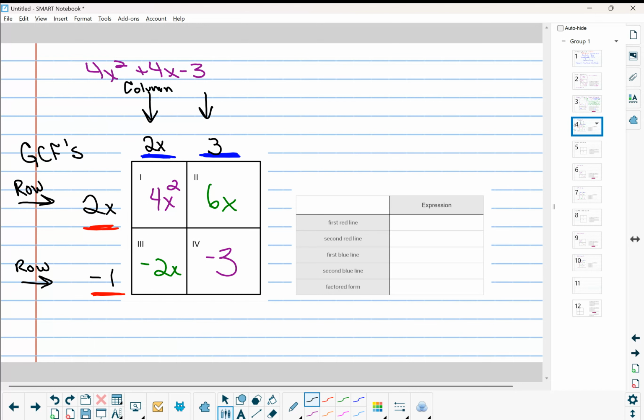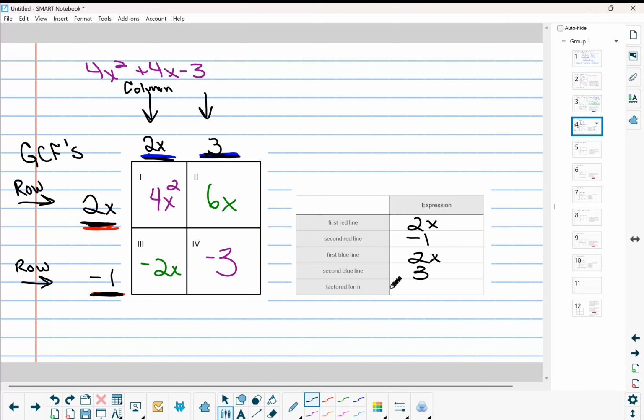So it says first red line. Well, that's this guy. First red line is going to be 2x. The second red line is this one, negative 1. The first blue line is this one, 2x. And the second blue line is 3.